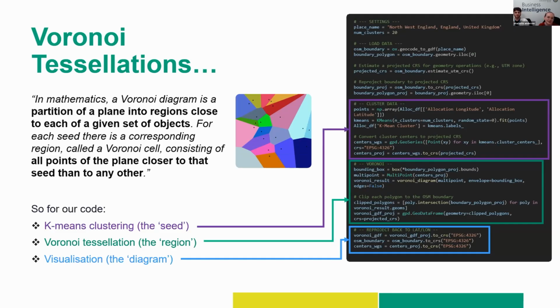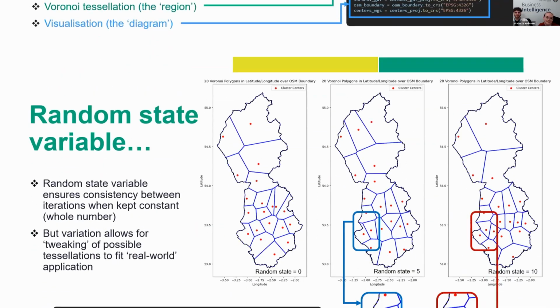So it's looked at, right, where are these incidents, and then follows a pattern around that to bring it into tessellations. So we've used k-means clustering for the seed, and then the Voronoi tessellation is the region, and then we wanted to visualize that on a diagram, so we've done all of that within Python.